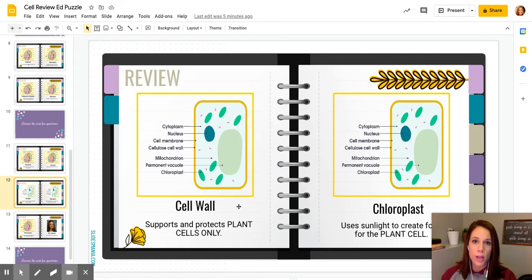Same thing with chloroplasts, you guys. Chloroplasts are only found in plant cells. Plants are autotrophs. Plants can make their own food. And the reason they can is because they have these little structures called chloroplasts. And in this picture, they kind of look like little jelly beans, right? What these do is they take in energy from the sun, and they produce food or sugar for the cell to use to grow and to develop and to repair.